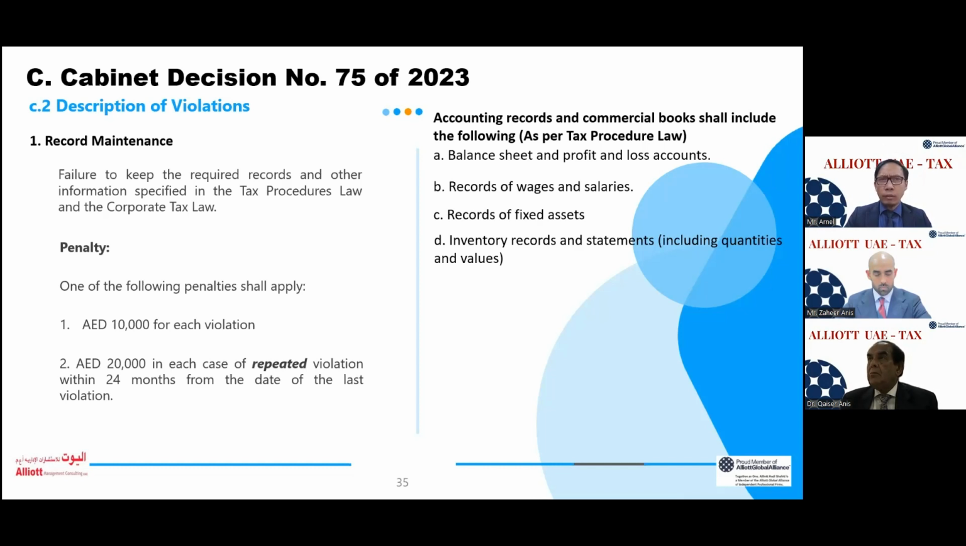What are the supporting documents that support those important statements? So we have records of wages and salaries. We also have inventory records and statements. It's not limited to these documents, of course; there are many things in addition to this one. So this is not limited to this list. And of course, fixed asset documents. So we have to keep the records for all those things.